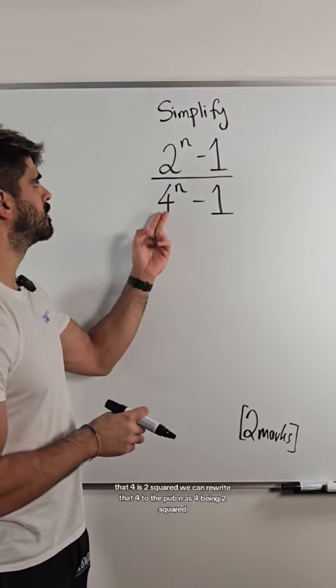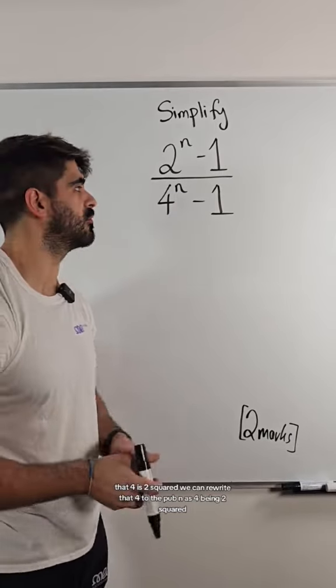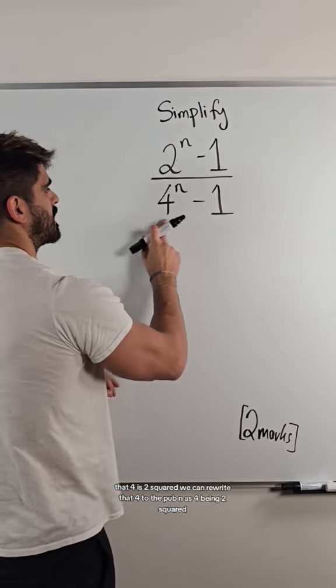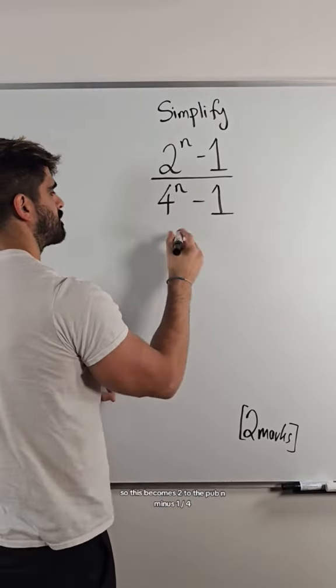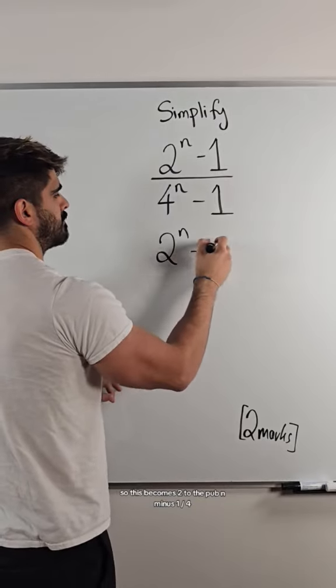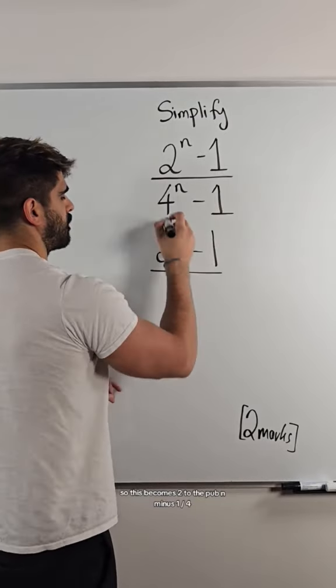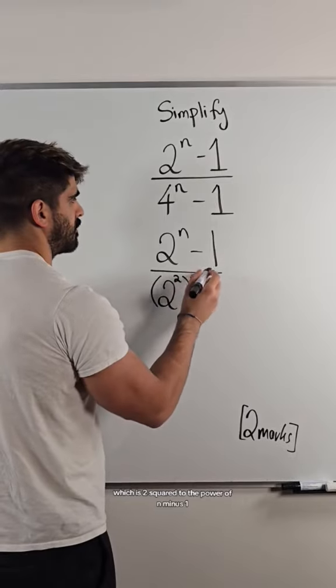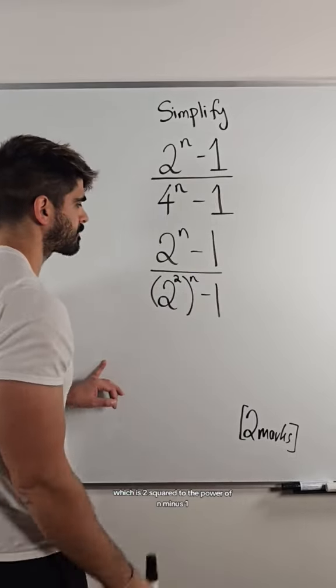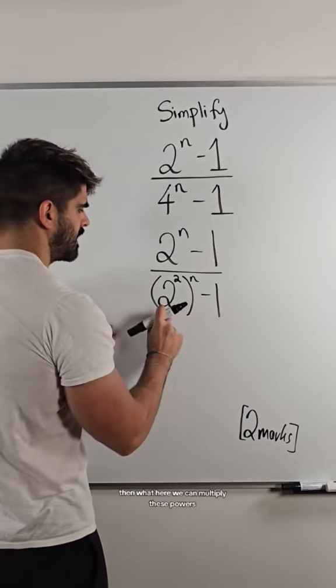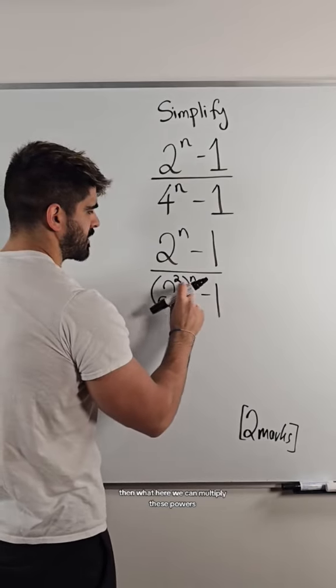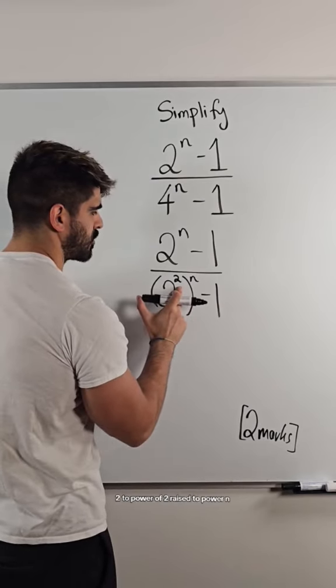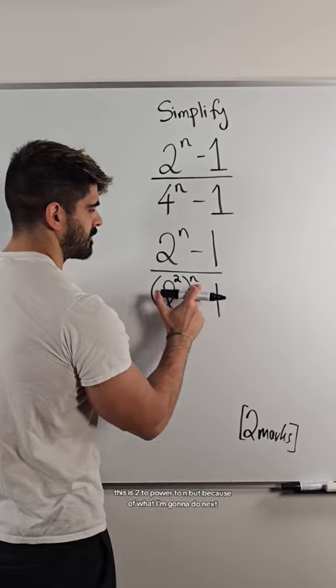That 4 is 2 squared. We can rewrite that 4 to the power of n as 4 being 2 squared. So this becomes 2 to the power of n minus 1 divided by 4, which is 2 squared to the power of n minus 1. Then what? Here, we can multiply these powers. These are the index rules, right? 2 to the power of 2 raised to the power of n. This is 2 to the power of 2n.